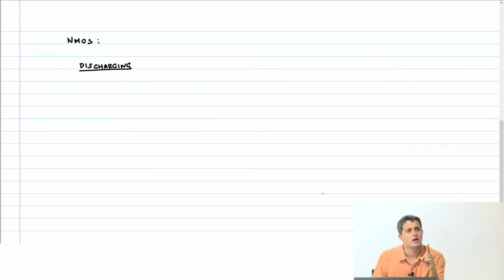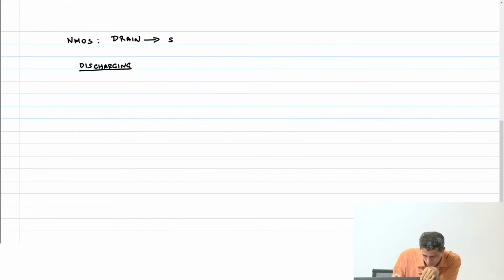What is the direction of current flow in an NMOS transistor? Drain to source. Current flow.